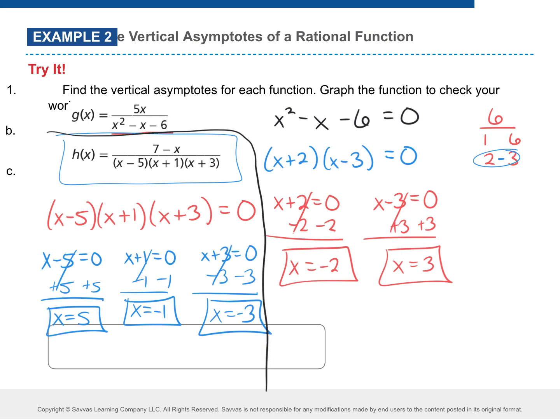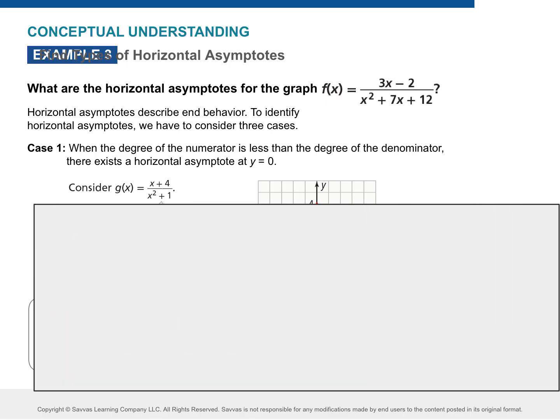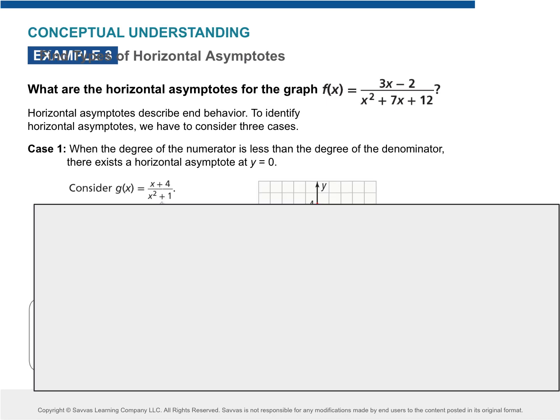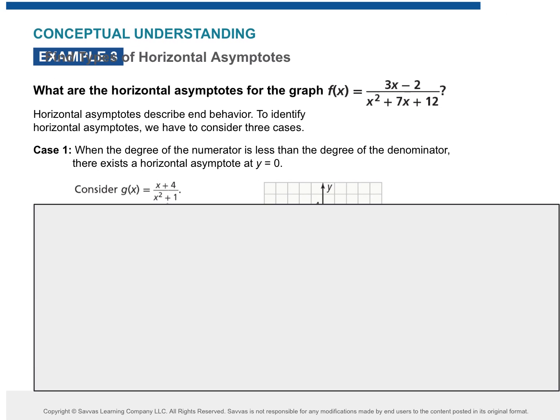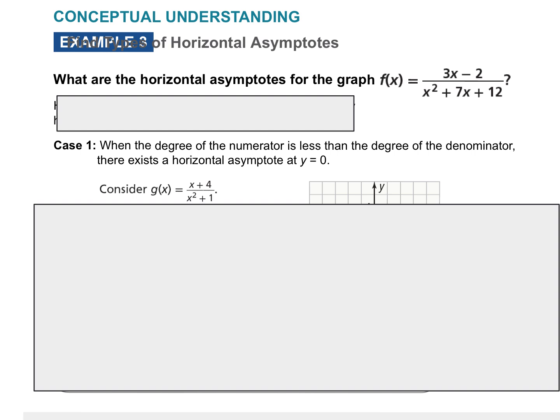So now we're going to talk about finding horizontal asymptotes. You're going to take a little bit of notes and I want you to take them in the example 3 margins. Okay, so we're going to talk about 3 different cases for horizontal asymptotes. Write down case 1. Case 1 says when the degree of the numerator is less than the degree of the denominator, there exists a horizontal asymptote at y equals 0.